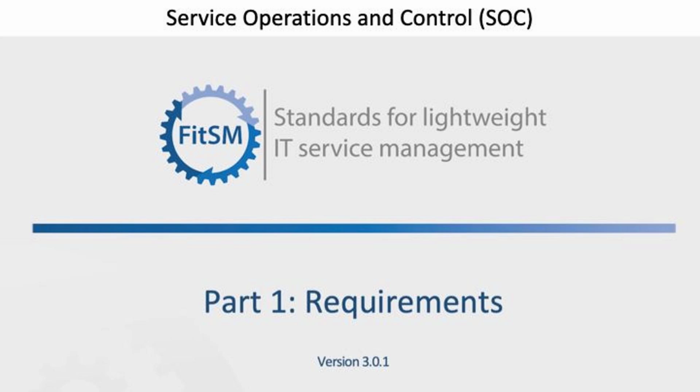There are 14 categories of Service Management Processes, SMP. 6 of these categories are part of the Service Operations and Control, SOC, processes. There are 30 process requirements grouped in 6 categories within the Service Operations and Control, SOC, processes.